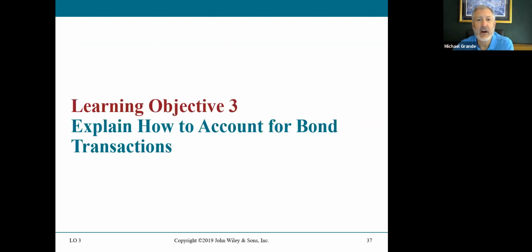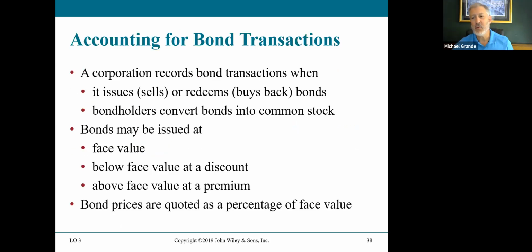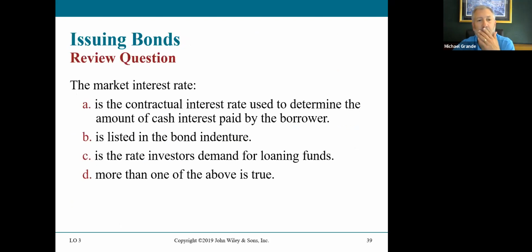How to account for bond transactions. A corporation records bond transactions when it issues or sells, or redeems, buys back that is, bonds, or the bondholders convert bonds into common stock. Bonds may be issued at face value, below face value, which is a discount, or above face value, which is a premium. Bond prices are quoted as a percentage of the face value.